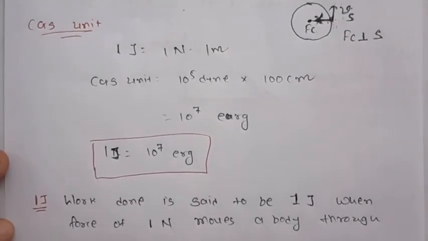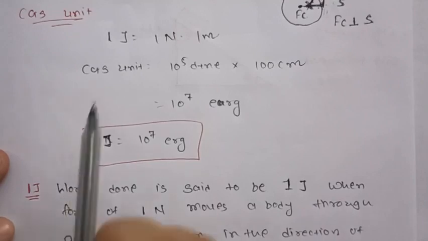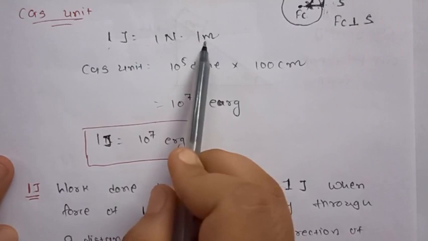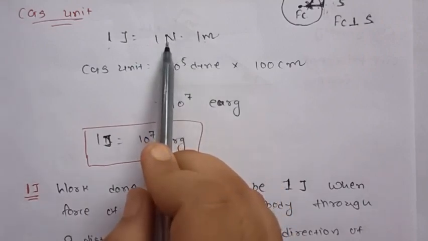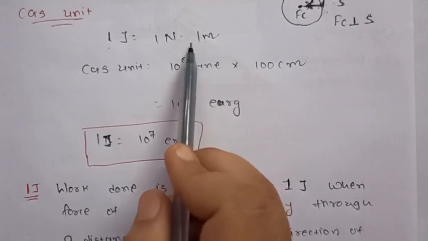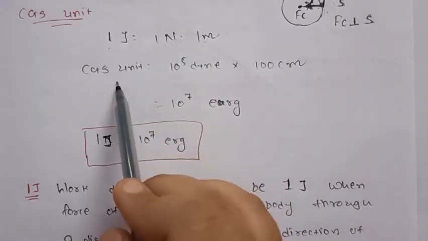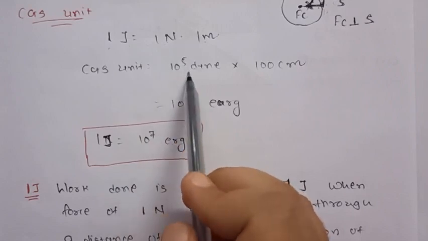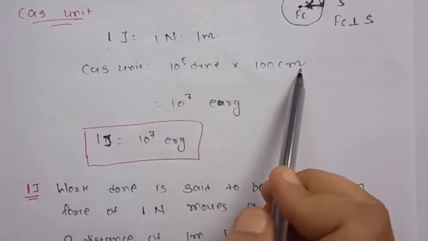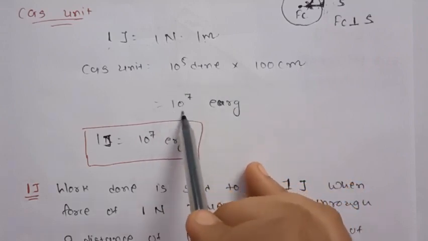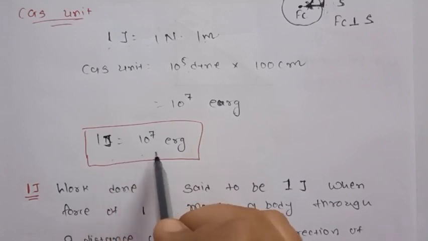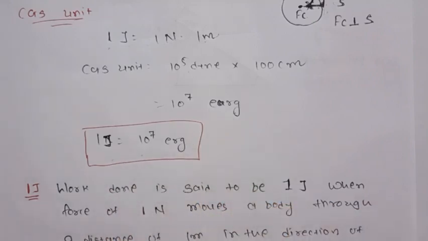The CGS unit of work is erg. 1 joule is defined as 1 Newton into 1 meter. That is, a force of 1 Newton acts on an object to displace it by 1 meter. To convert it into CGS unit, the CGS unit of Newton is 10 power 5 dyne and 1 meter is 100 centimeter. So that will be 10 power 7 and the CGS unit is erg. So 1 joule is equal to 10 power 7 erg.